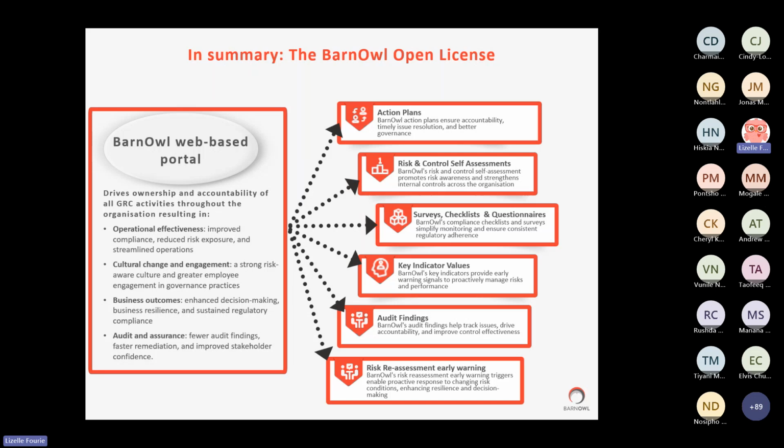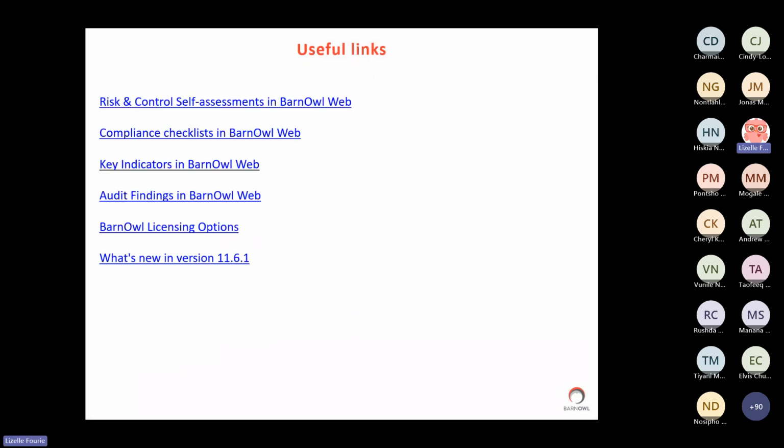You can really get business outcomes to assist business with resilience and decision making, and compliance. And then, of course, you can also get audit and assurance, so it can result in faster remediation, fewer audit findings, and then, of course, giving stakeholders more confidence in how things are managed. All right. You will also see in the slides that we have some useful links here.